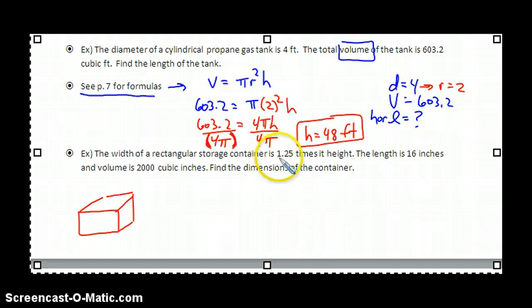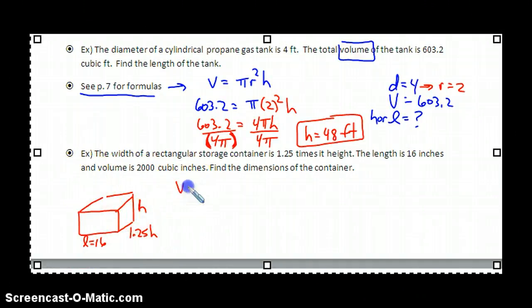So I don't, or 1.25 times the height. So I don't know the height, but the width would be 1.25 times that. And it says the length is 16 inches. So our length would be 16, width would be 1.25h, and height would be height. And they tell me that the volume is equal to 2,000.